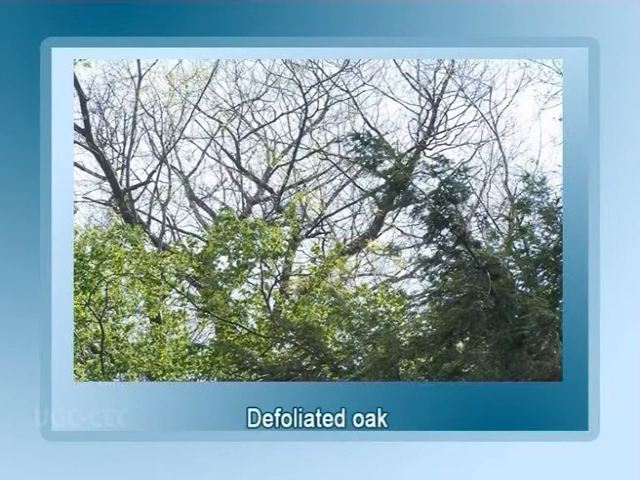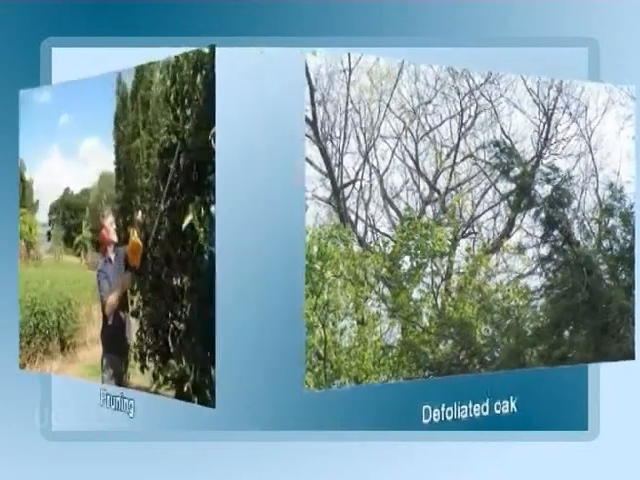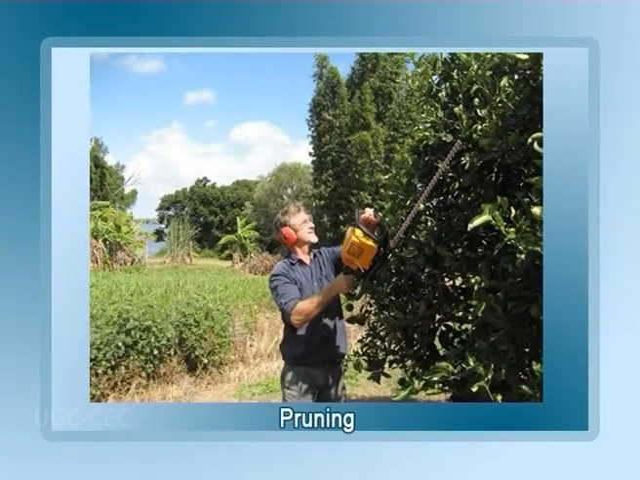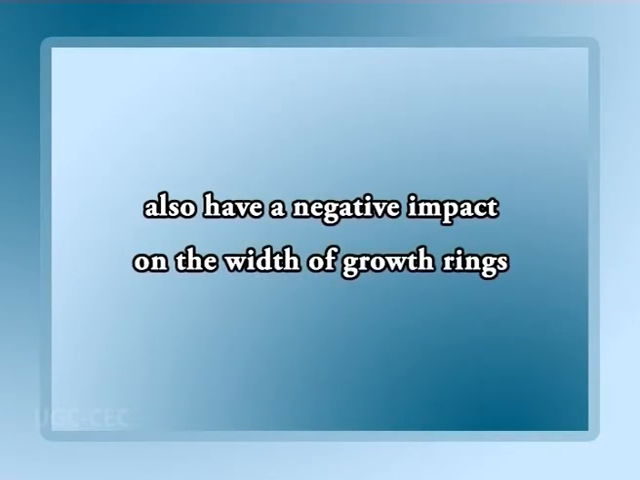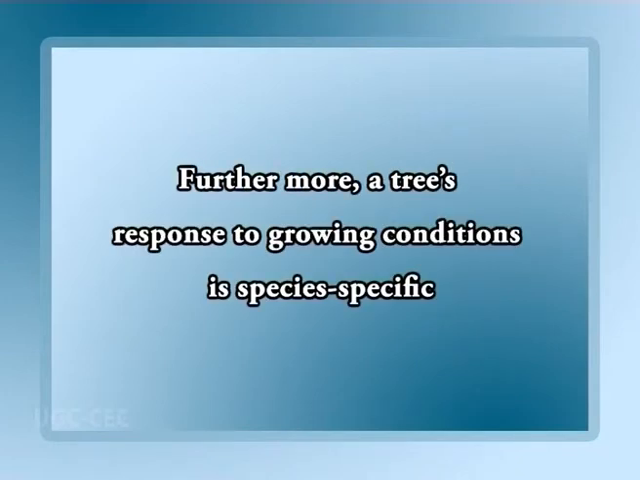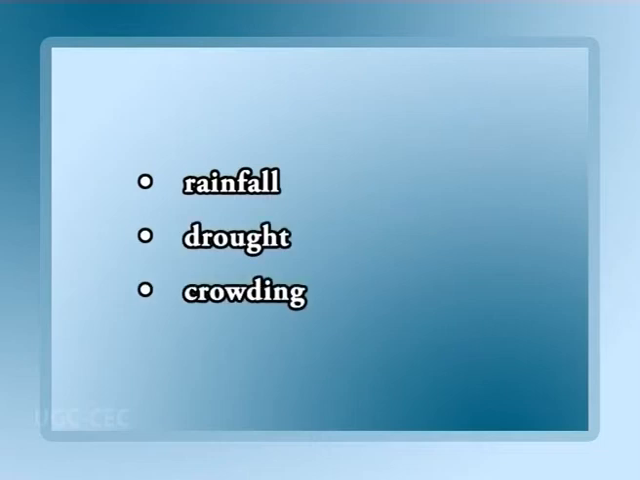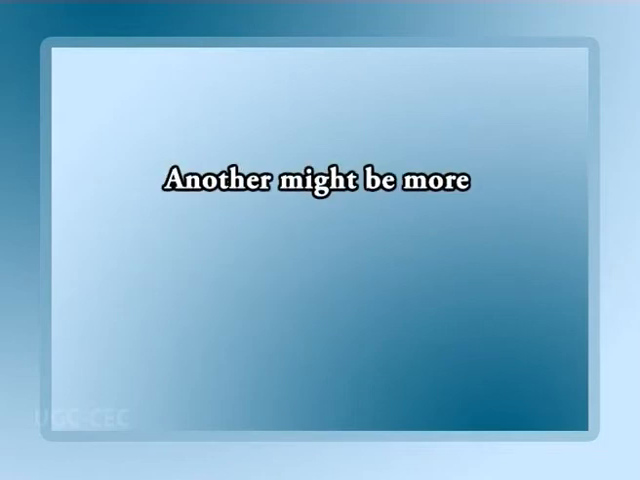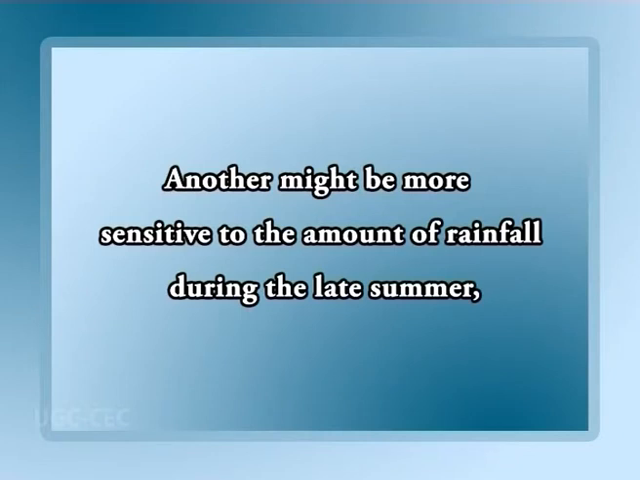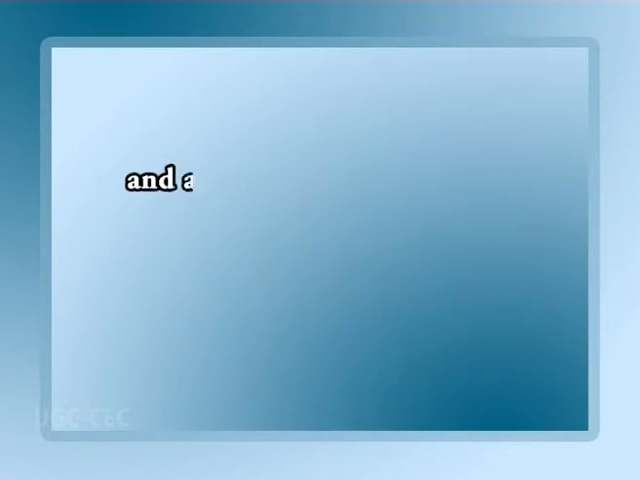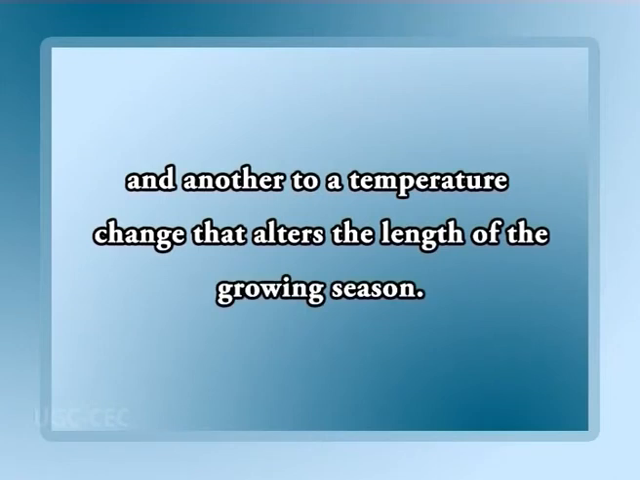Injuries like defoliation, severe accidents to the tree, severe pruning, change in soil drainage, and fertilization also have a negative impact on the width of growth rings. Furthermore, a tree's response to growing conditions is species specific. One might respond strongly to changes in overall rainfall, drought, crowding, etc. Another might be more sensitive to the amount of rainfall during the late summer, and another to a temperature change that alters the length of the growing season.